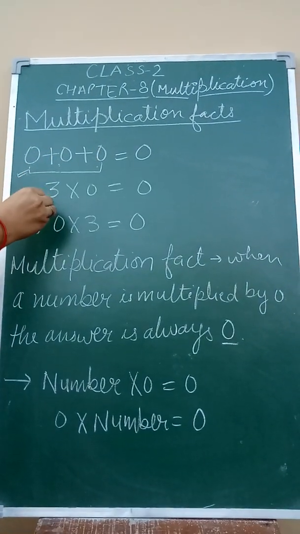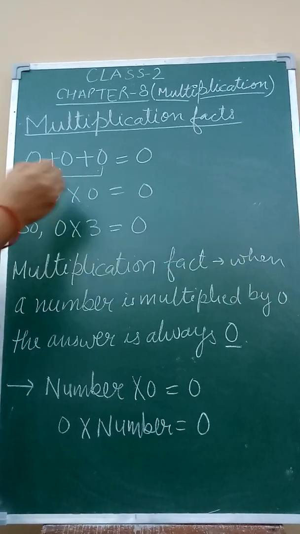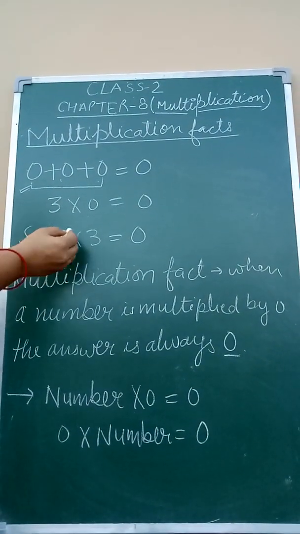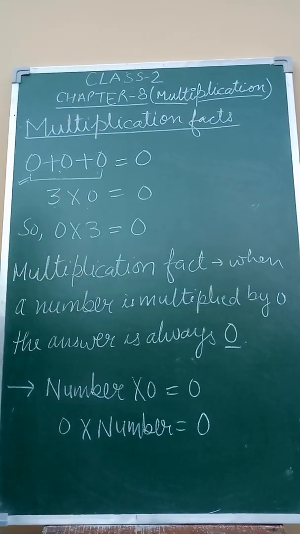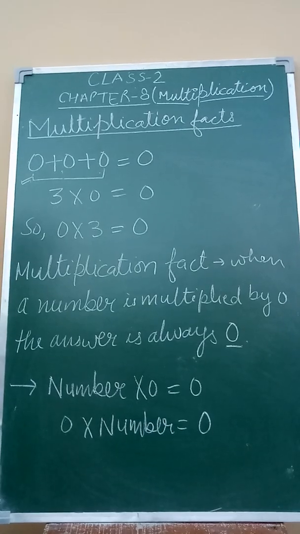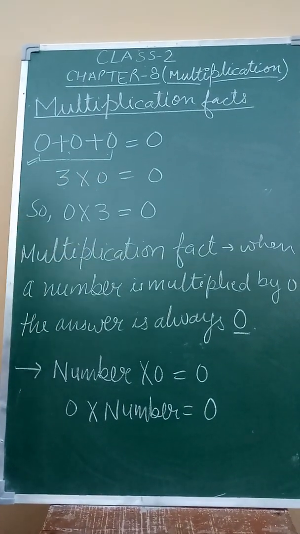3 groups, 3 multiplied by the number which is repeated. 3 multiplied by 0, but the answer is again 0. So you can also write 0 multiplied by 3. What we are doing, we are changing the order. This is the first multiplication fact we have learned. We can change the order of a number, but still the answer is the same.